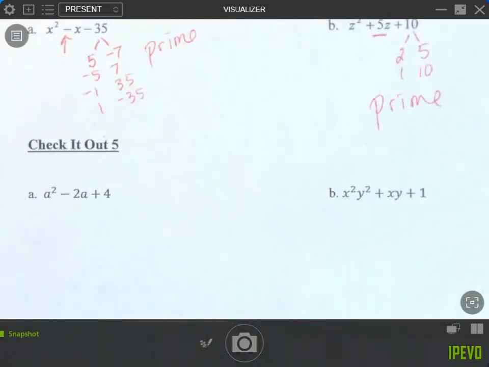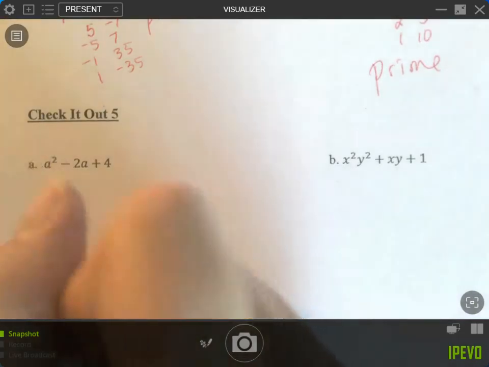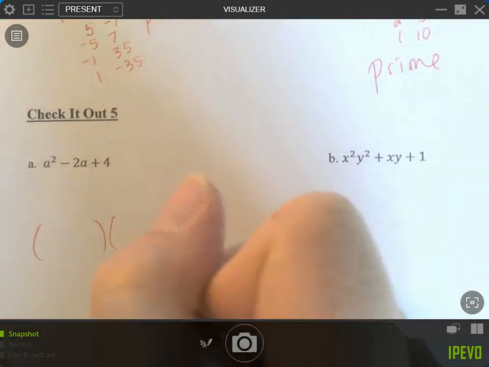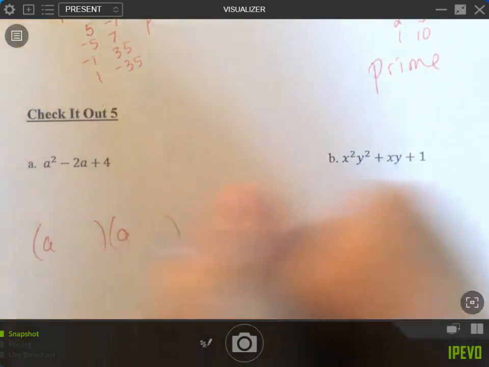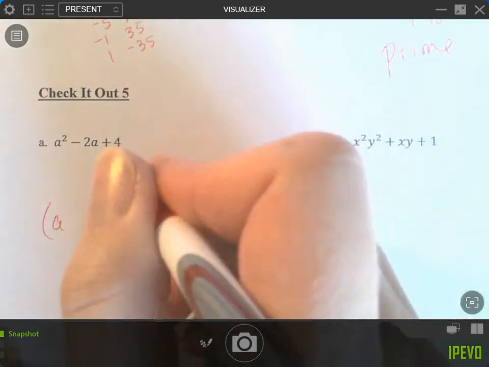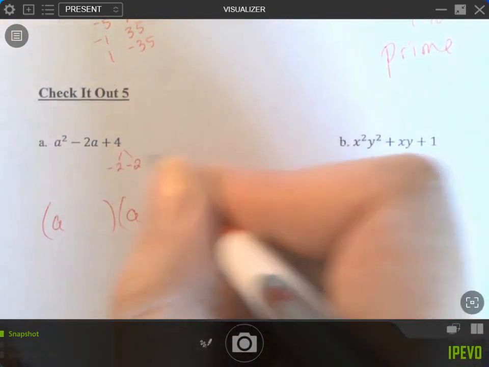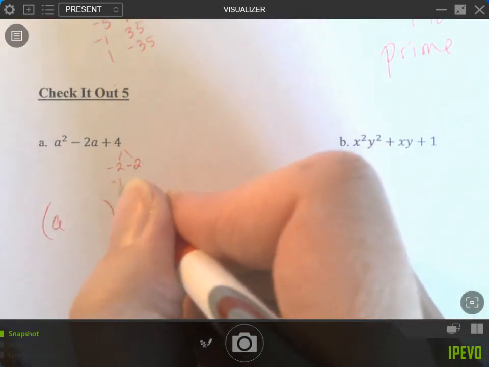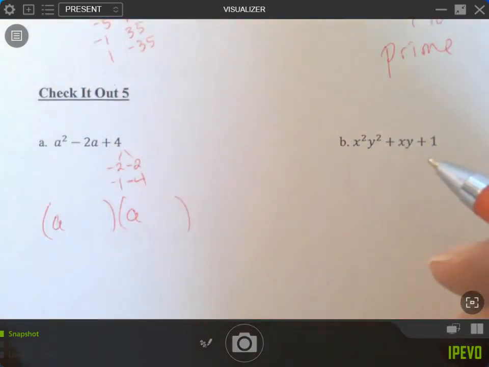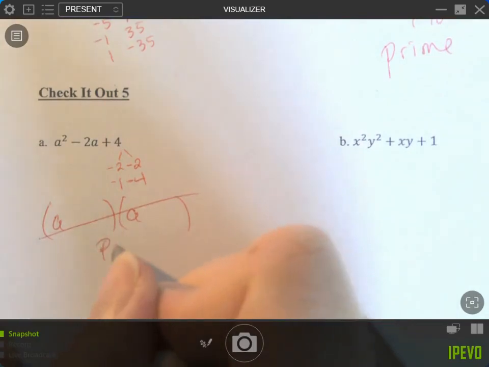Oh, I have an answer for the last 2. Yep. So if I was jumping in, it'd be A times A. But there are no options, guys. Even if I do 2 negatives that are going to add up to negative 2. So this won't work. This is prime.